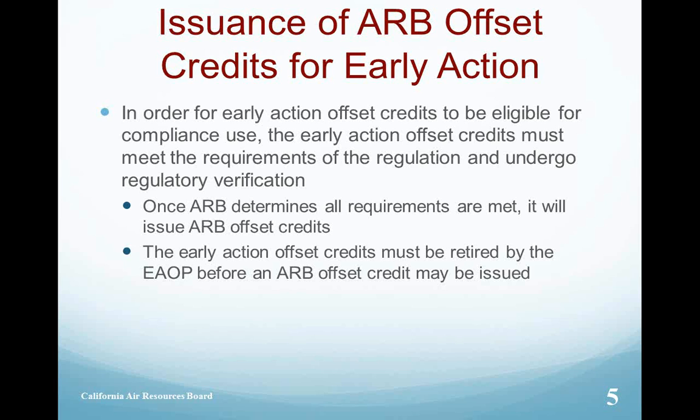So, issuance of ARB offset credits for early action. In order for early action offset credits to be eligible for compliance use, the early action credits must meet the requirements of the regulation and undergo a regulatory verification. Once ARB determines all requirements are met, it will issue ARB offset credits after the early action offset credits have been retired by the early action offset program.